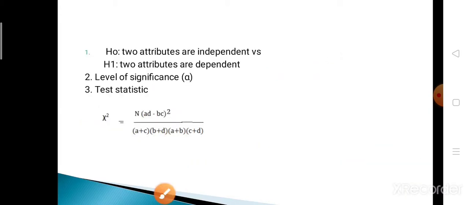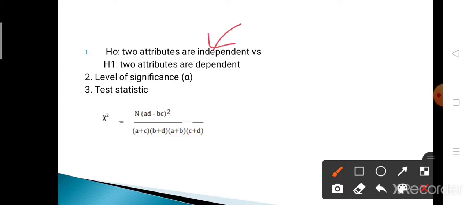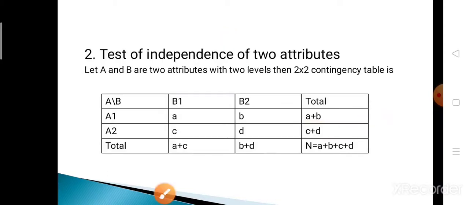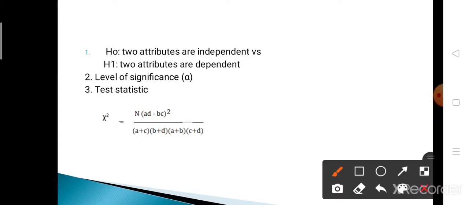Okay, now the H0 is two attributes are independent versus H1 are two attributes are not independent. That means dependent. The given test is the test of independence of two attributes. That's why the H0 is two attributes are independent versus the two attributes are not independent, that is dependent. Now the second step involved in the testing of hypothesis is the level of significance.